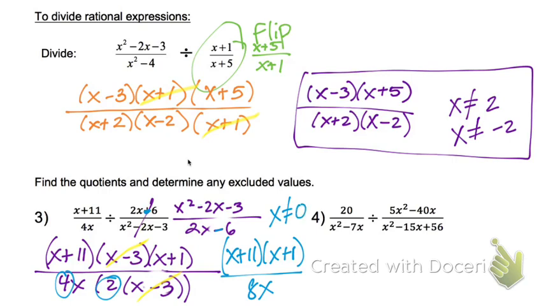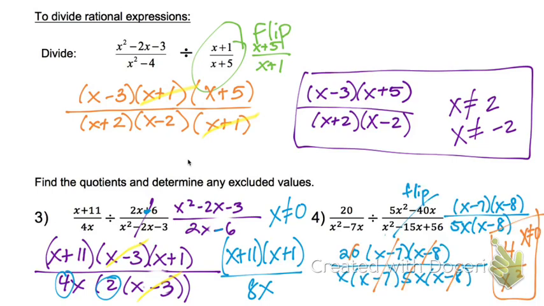Okay, try number 4. So you should get 4 over x squared. x does not equal 0. Are you okay with that one? Good. Okay.